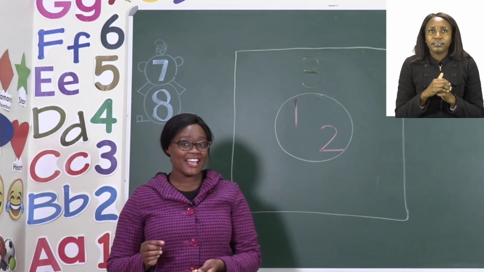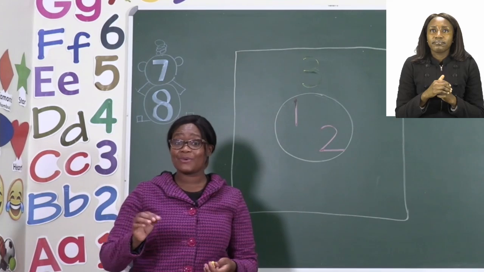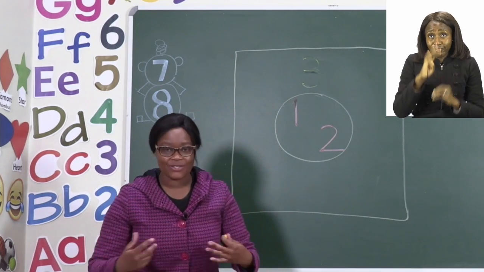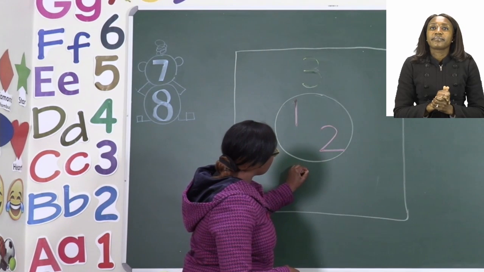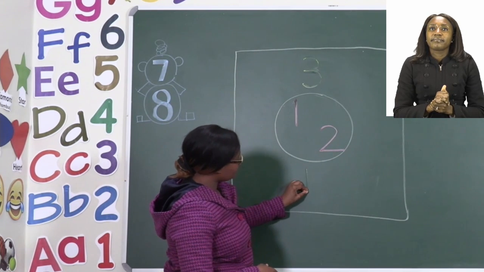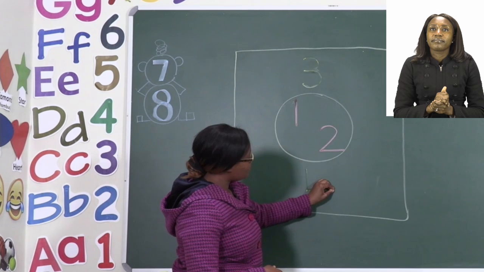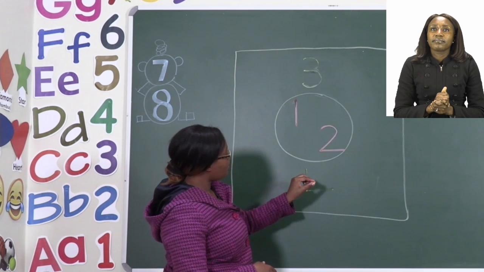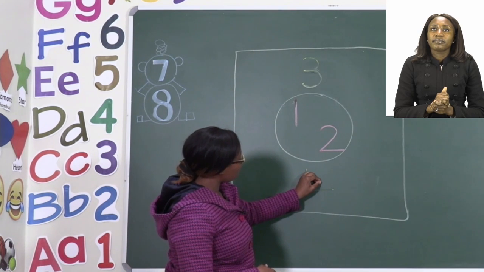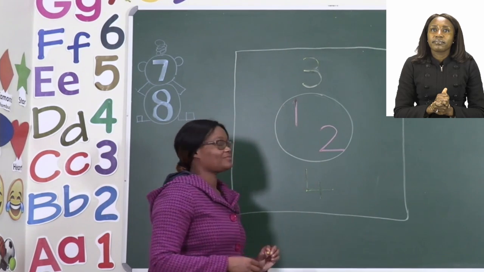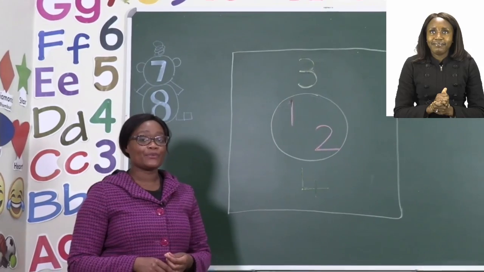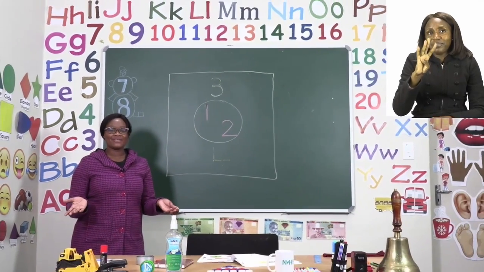Then the next number, or rather the last one we're going to write outside of the circle, is number 4. We go down, across, we lift up our pencil, and then we put a small line across, going down. That is our number 4. We have now completed our task.